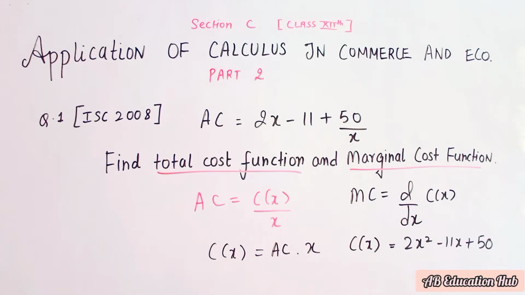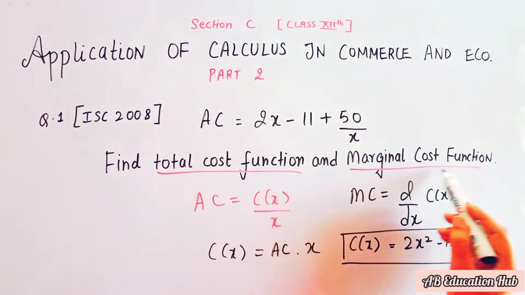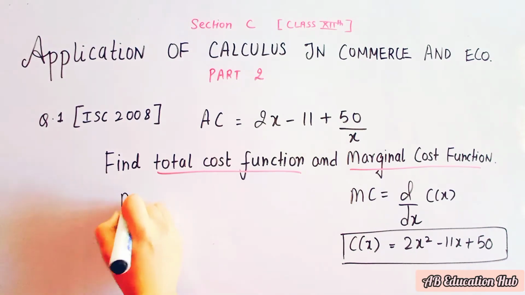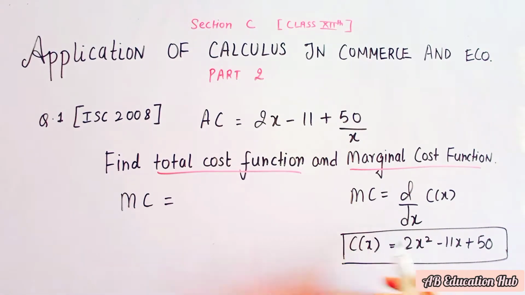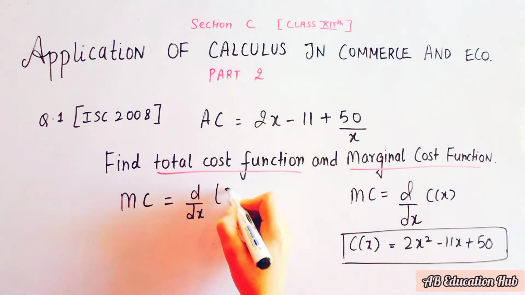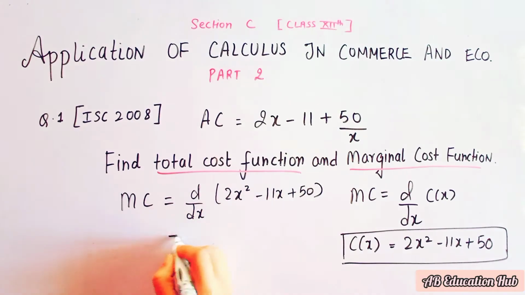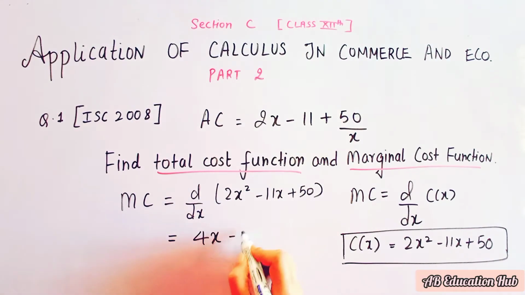So I multiplied this AC function with x in order to find the cost function. This is the cost function. My first part is over. Now the second part is to find the marginal cost function. That is, you have to differentiate the cost function. So MC will be equal to the differentiation of 2x squared minus 11x plus 50, which is equal to 4x minus 11. I hope it's clear.